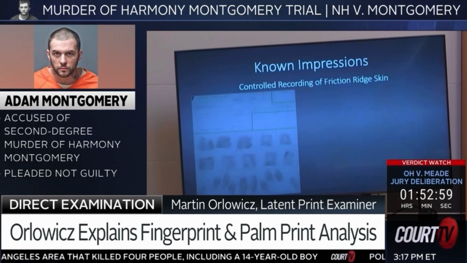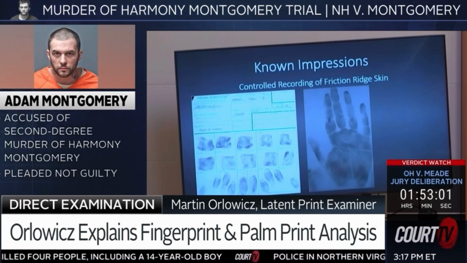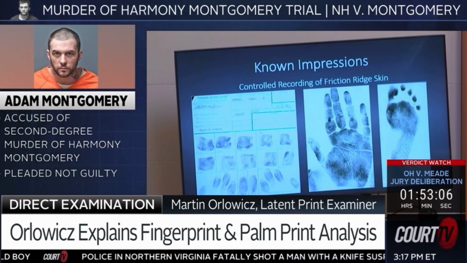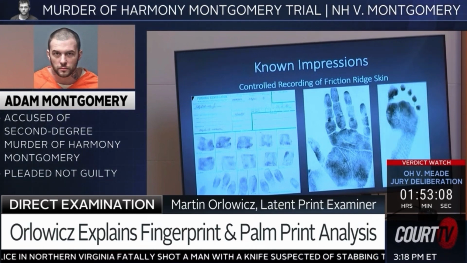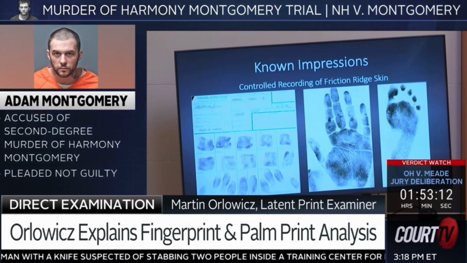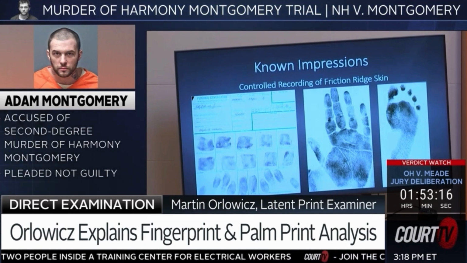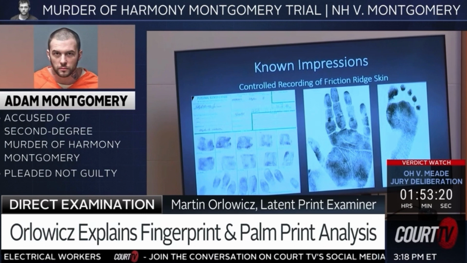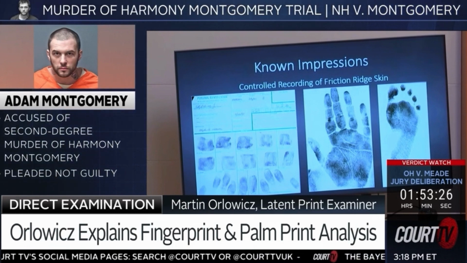Can you tell the jurors what a known impression or known print is? Known impressions are also referred to as exemplar impressions or record impressions. So these impressions are taken anytime someone is fingerprinted. These are a known recording of an individual's friction-ridged skin. Traditionally, these were done with ink, by rubbing ink onto someone's finger and then rolling that finger on a piece of paper to record that. Now there's digital systems that capture the same information.